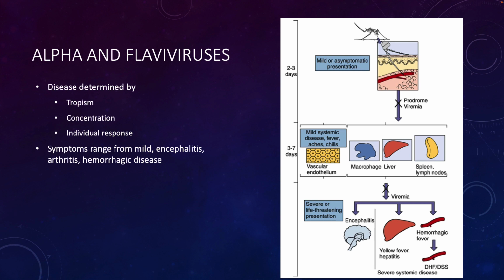For example, a lot of people in the US probably get very mild West Nile and don't experience any symptoms, or they experience mild flu-like symptoms. Very rarely might somebody develop encephalitis. So the symptoms can range from mild, to encephalitis, arthritis, that's pretty common with dengue and chikungunya, or hemorrhagic disease.